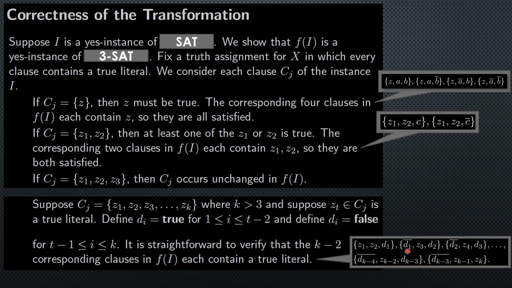So we can let D1 be anything. In particular, if we let D1 be true, that will automatically satisfy this previous clause because D1 will be set to true. So we can let Di be true for all the i's that are less than t here. Well, less than or equal to t minus 2.